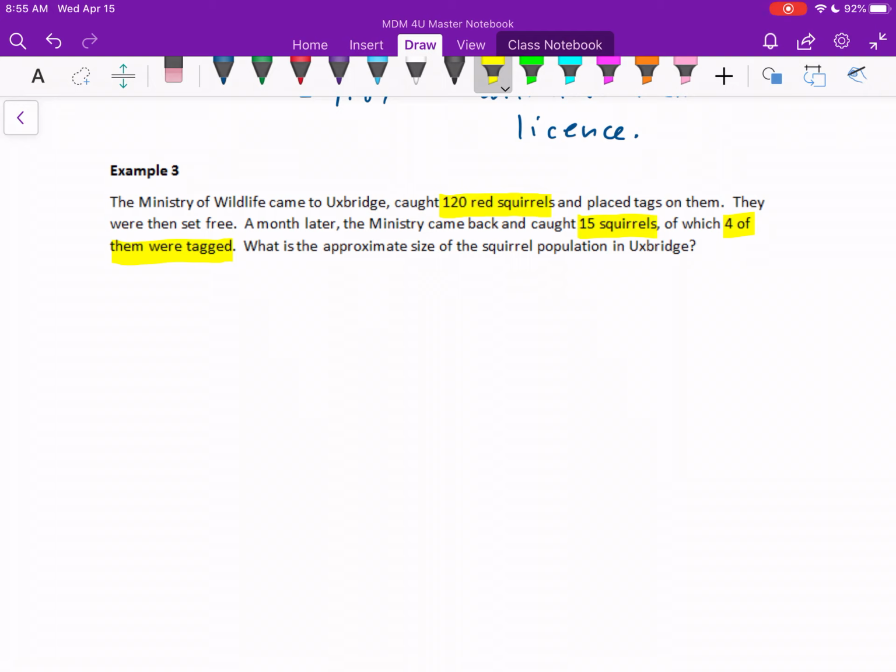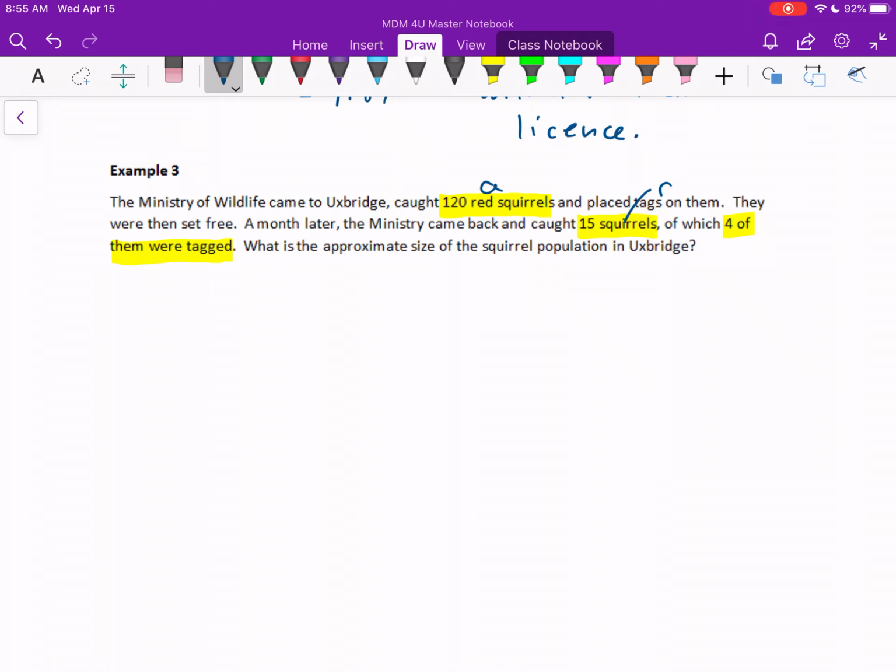All right, so if we're looking for the number of tags, this one's sort of turning things around a bit, twisting it up for us, but the number of tagged squirrels is 120. So that would be our number of successes. That's the number of possible ones that we could find. Catching 15 squirrels, that's basically doing a trial every time we catch one. 4 of them were tagged. That's actually the number of successes we found.